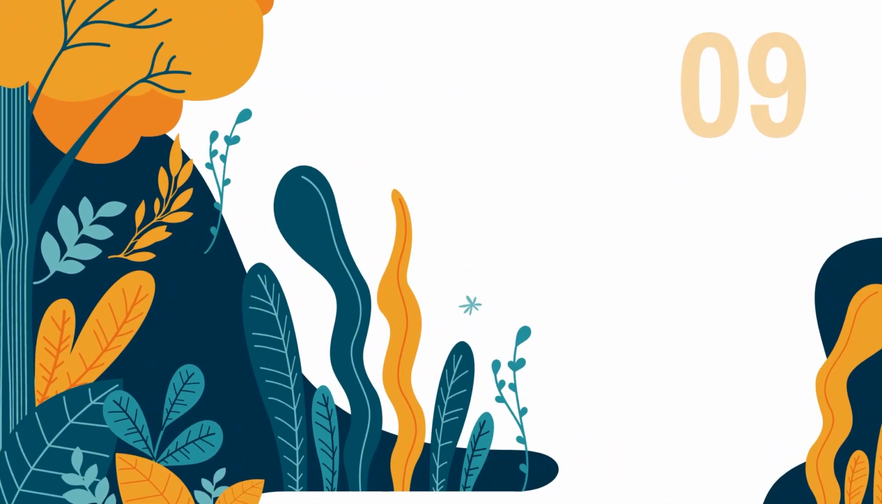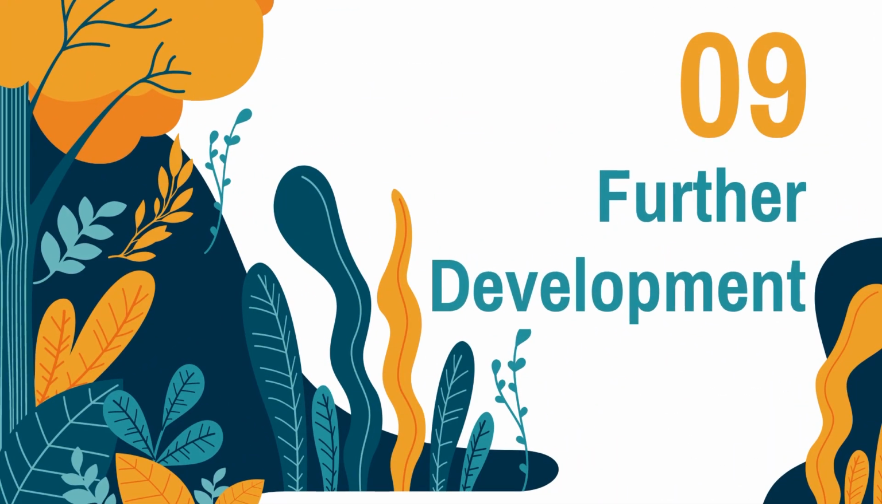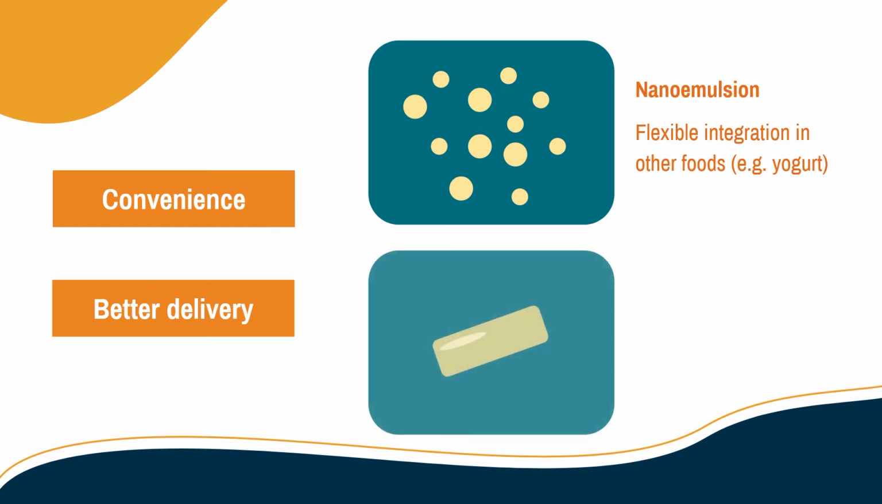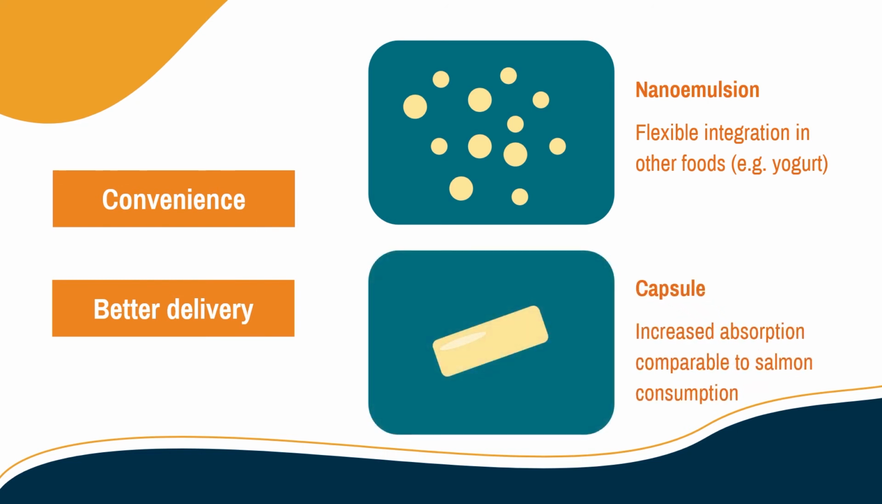With the whole process covered, now we'll take a brief viewing on the outlook of algal oil production. Following the emerging trend of convenient consumption and better nutrient delivery, algal oil could be formed in the nanoemulsion or capsule. This enables DHA and EPA to be better absorbed and integrated into various diets.